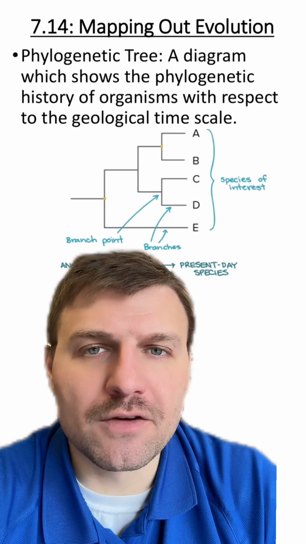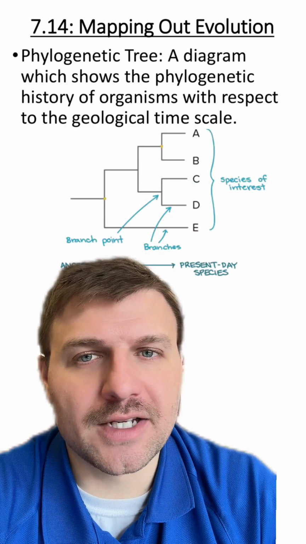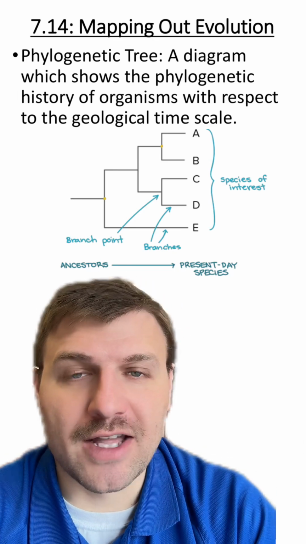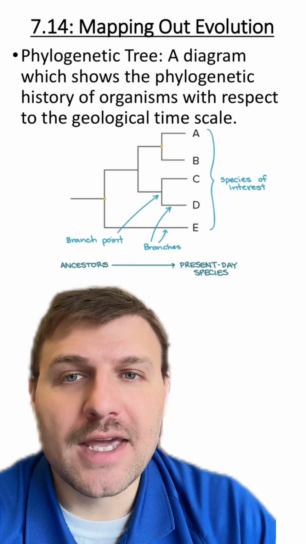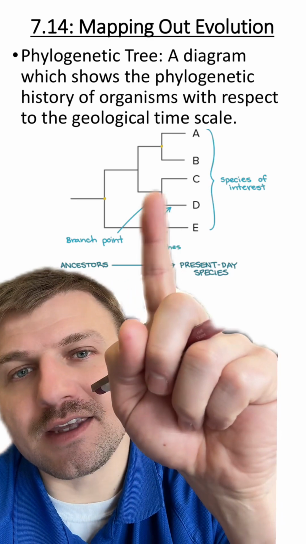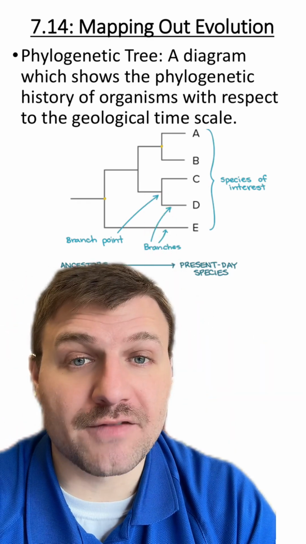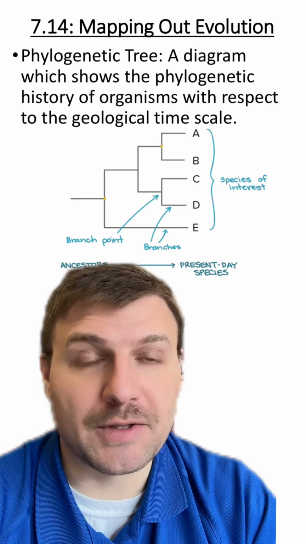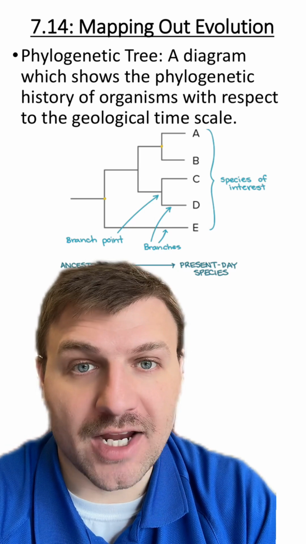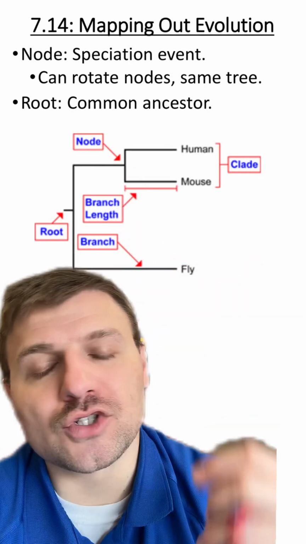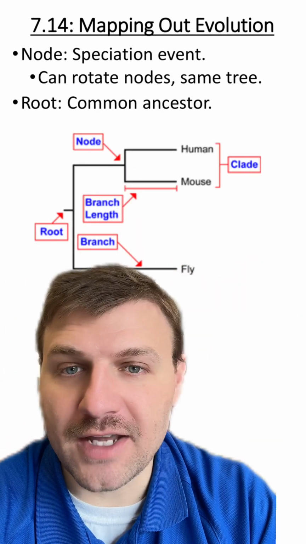We also have something called phylogenetic trees, which are very closely related to cladograms. The only major difference between a phylogenetic tree and a cladogram is that phylogenetic trees show time. So these separation points or speciation events are really important when looking at how two species are related because they show the time frame when they evolved from each other. These nodes show where a speciation event took place.